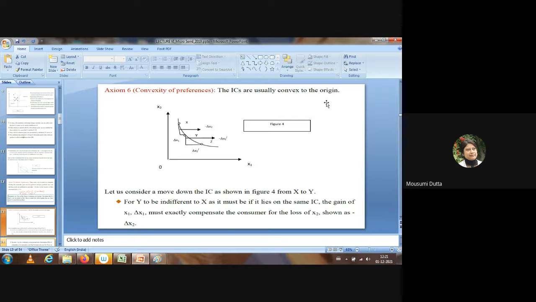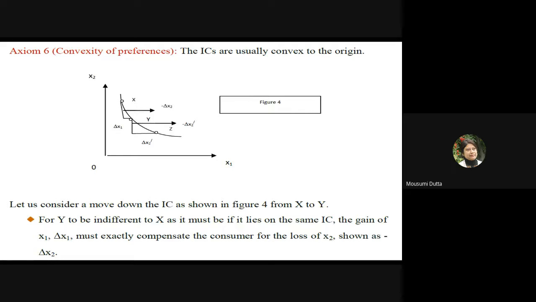It is not that it will never be a straight line or a concave curve. We will discuss some special cases when the indifference curve may be a straight line, circular in nature, or concave in nature. These are only special cases. The axiom of convexity is telling us that in general ICs are convex to the origin. So let's consider this idea.